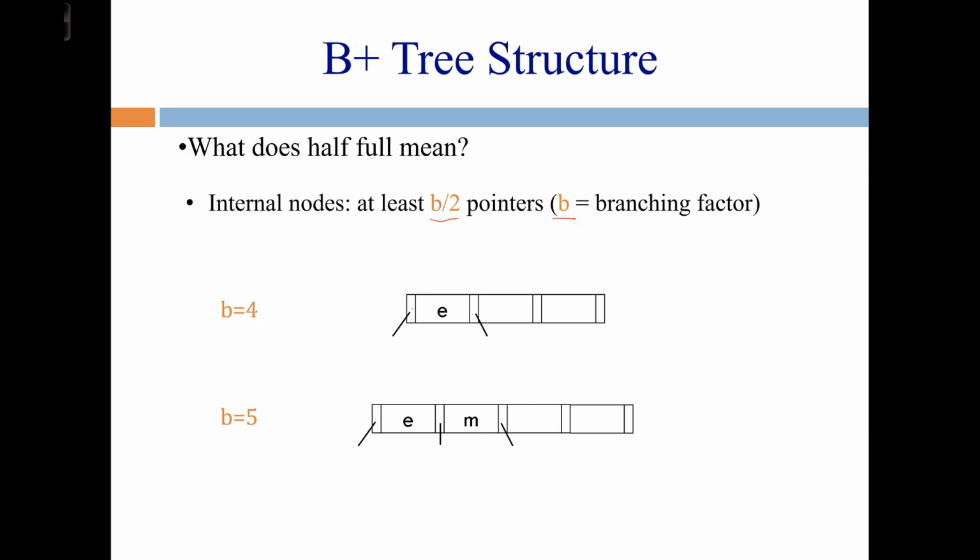And this bottom node, where the branching factor is 5, I now need to have 2 keys in order to get up to 3 pointers. So 3/5 is greater than half full.